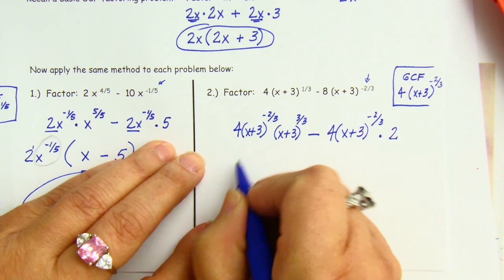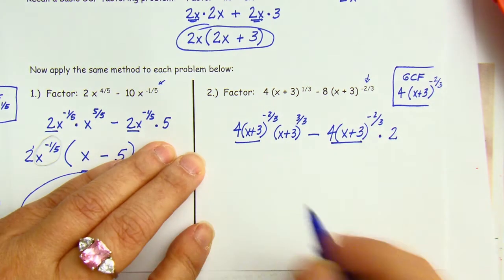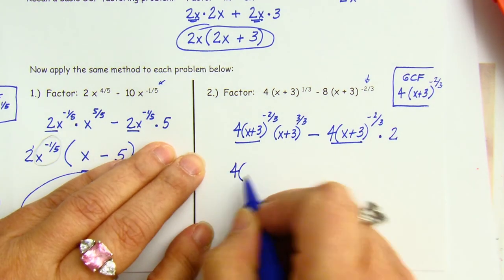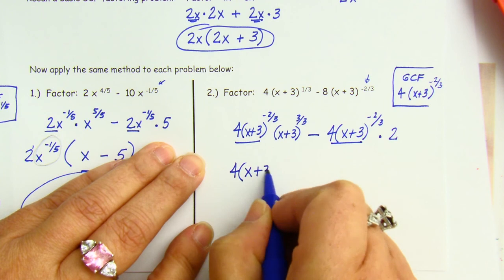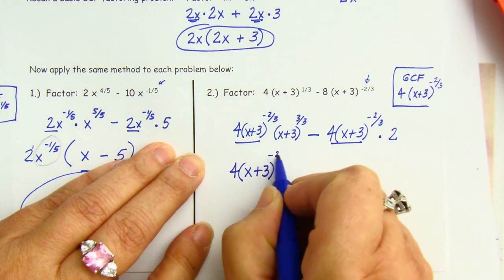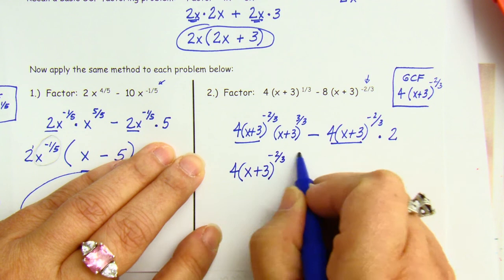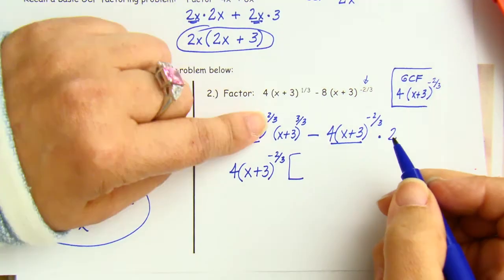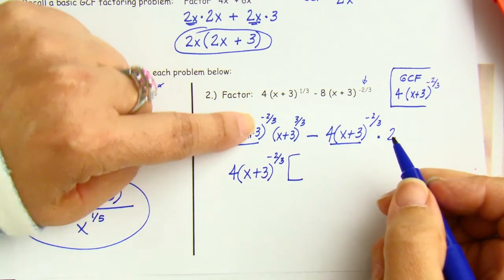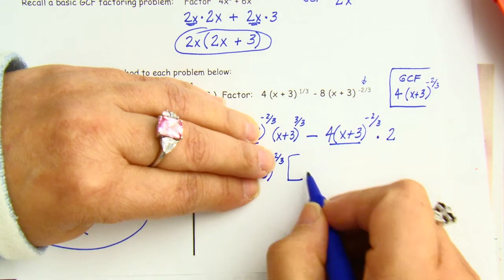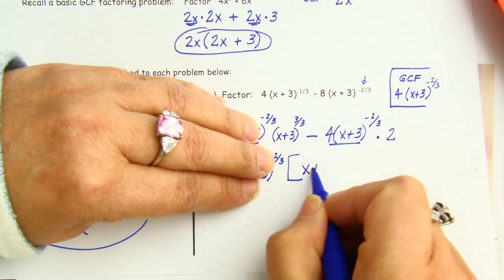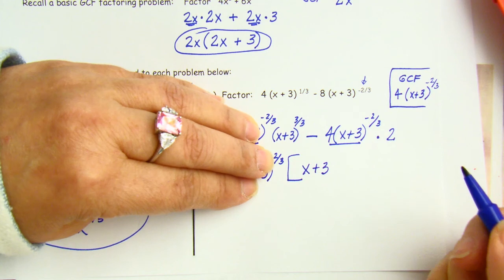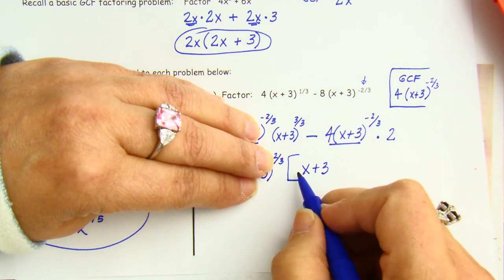Now I'm ready to take out my GCF. 4 times quantity x plus 3 to the negative 2/3 power, multiplied with, well, what do I got? This is going to divide out. That's going to divide out. I'm left with this, x plus 3 to the power of 1. I don't need grouping symbols there because it's positive in the front.